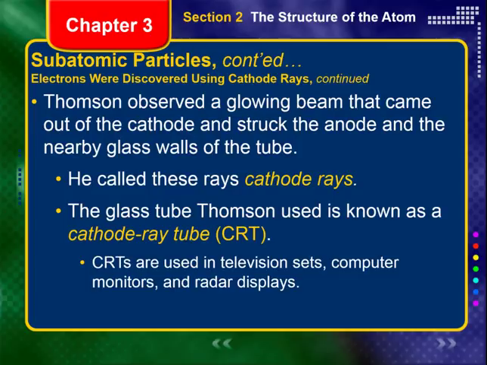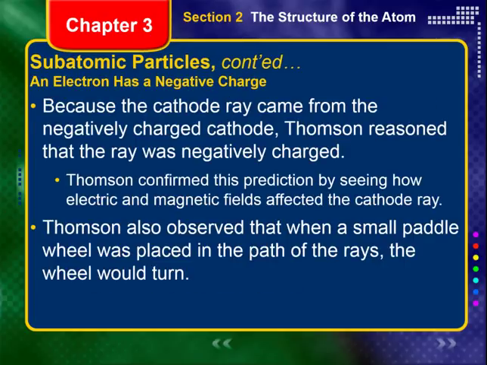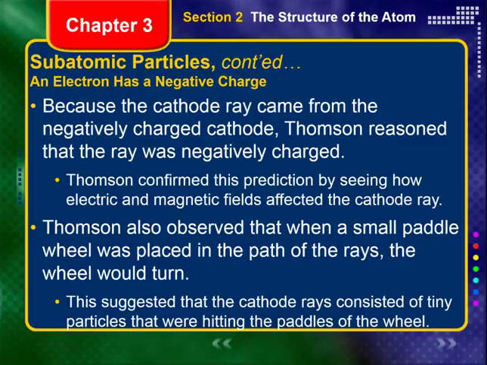The glass tube that Thomson used is now called a cathode ray tube because it was a ray that came out of the cathode and it was in a tube. You've seen these things. They're called CRTs. Not very much anymore, but they were very commonly used in older television sets, computer monitors, and radar displays, even though they're pretty much extinct in terms of an actual electronic device. Because the cathode ray came from the negatively charged cathode, Thomson reasoned that the ray was negatively charged. Makes sense, right? If it comes out of the thing attached to the negative end, it's probably negative itself.